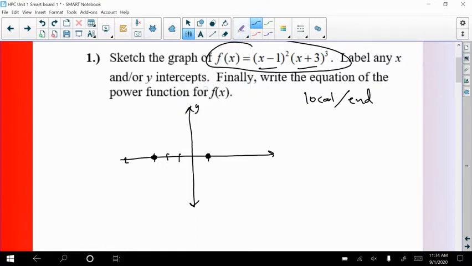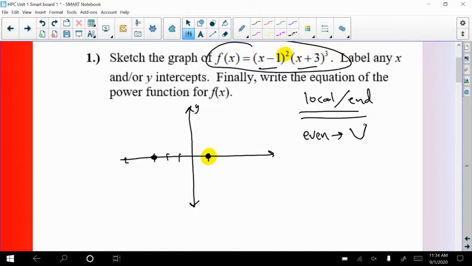Like (x minus 1) squared, that's an even number. That means the behavior at 1 is going to behave like an even exponent, and you can think about an even exponent like a parabola. So an even exponent is going to behave like a touch and go, like a parabola. It could be opening up or opening down, but the behavior is just going to sit right there on the x-axis.